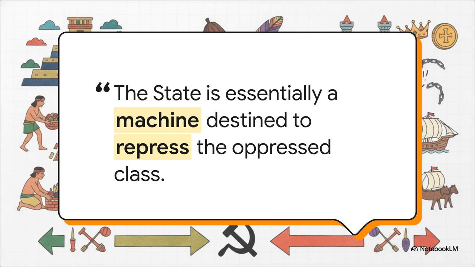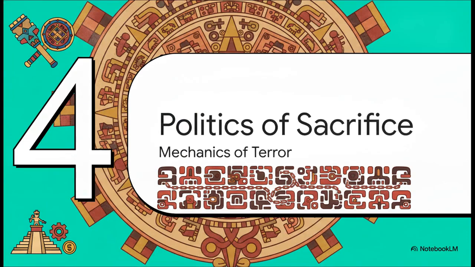Viewing it through the Marxist lens, the central Aztec state isn't seen as some benevolent protector of its people. Not at all. It's viewed purely as an engine of extraction and control, existing solely to pull wealth from the outer periphery directly into the center. Which brings us to Section 4, the politics of sacrifice, the mechanics of terror.